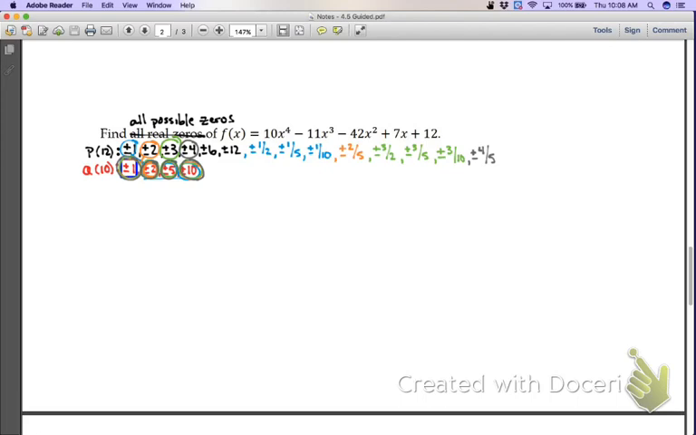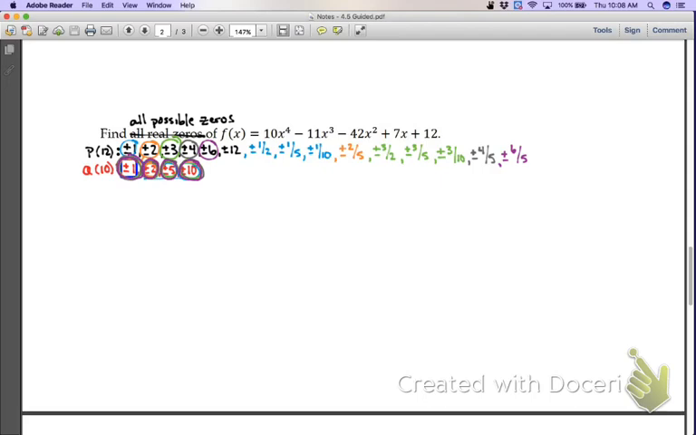Do it again then with the 6. So do I need to add 6 divided by 1 to my list? Nope, it's already there. What about 6 divided by 2? Nope, 3 is already there. What about 6 divided by 5? Yeah, I need to add that to my list. So plus or minus 6 over 5. What about 6 over 10? No, it's there with the 3/5, right?